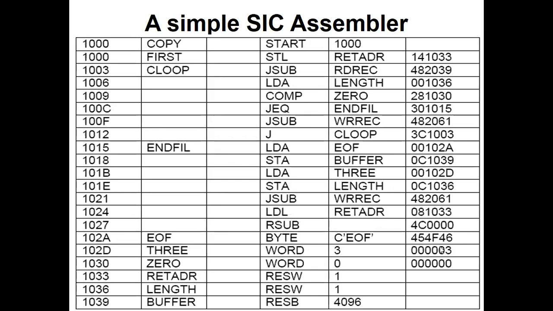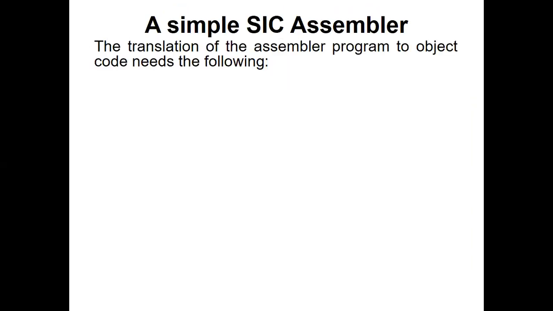Have you now understood how we translate the simple C program from assembler language to machine language? Yes, sir. You just need the opcode and then the address of the operand. That's all you need.